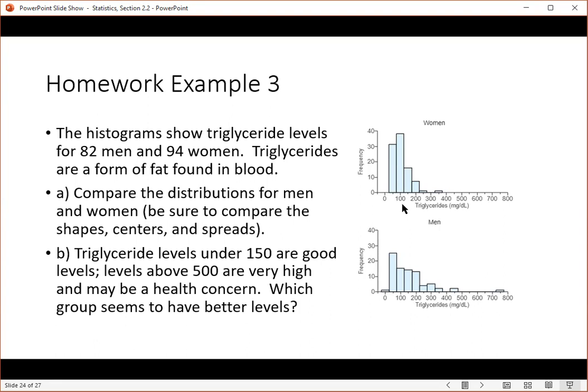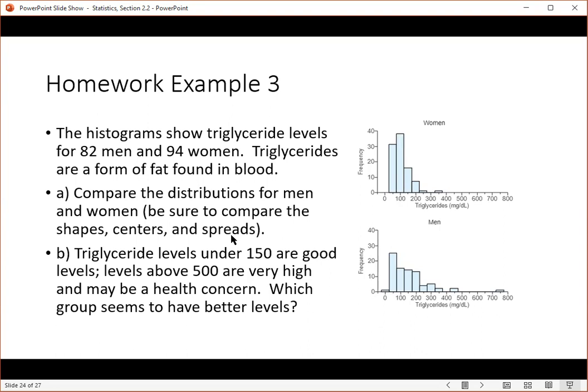Okay. The bar looks like it goes from, what's that? So this is 50. So it looks like it goes from 75 to 125. So you could say the center is between 75 and 125 for both.